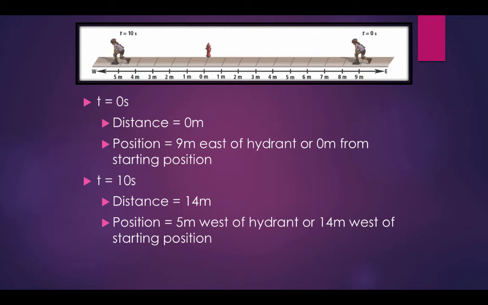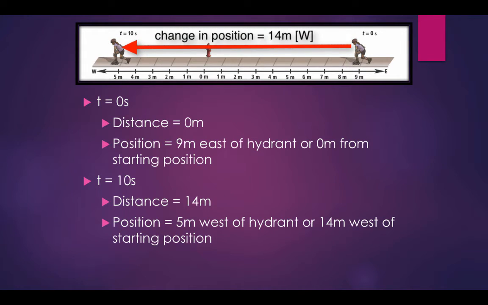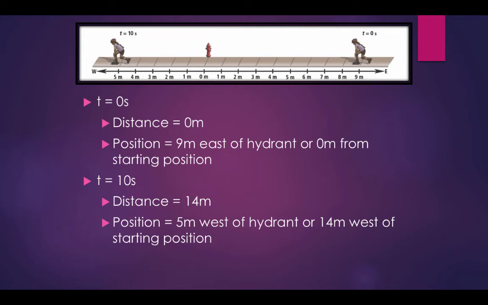Now, by inspection, and using some common sense, we can ask what is her displacement, or change in position, after 10 seconds of roller skating. The answer is 14 meters to the right, or 14 meters west. Let's see how we can calculate this using the formula.